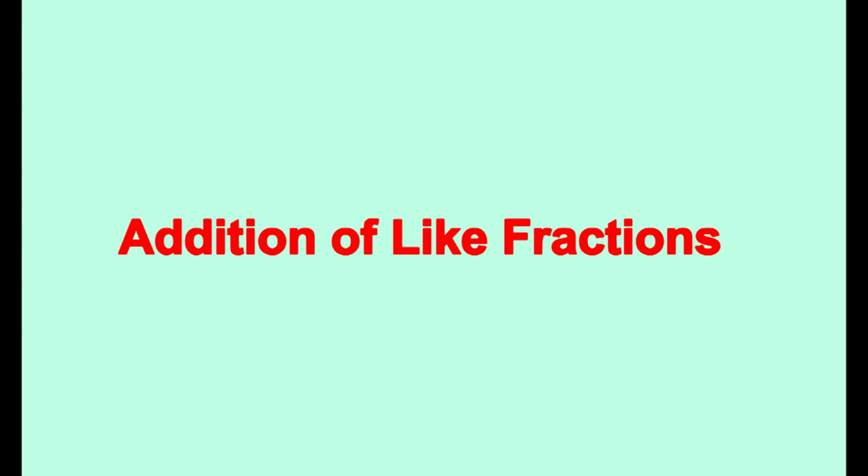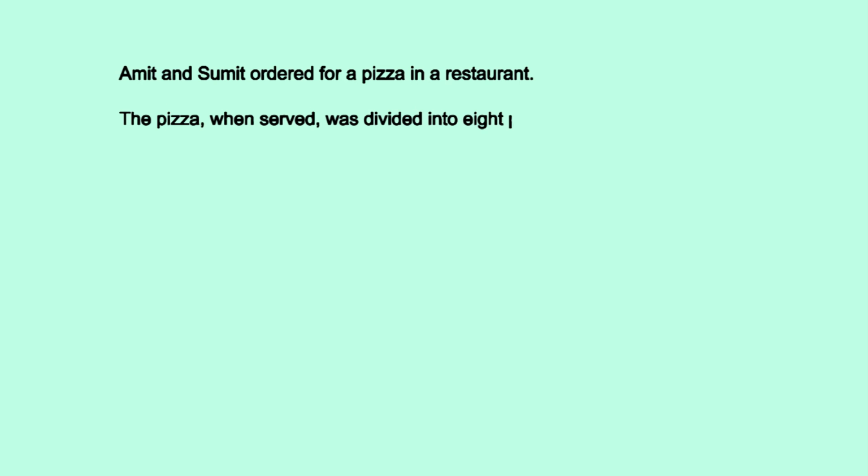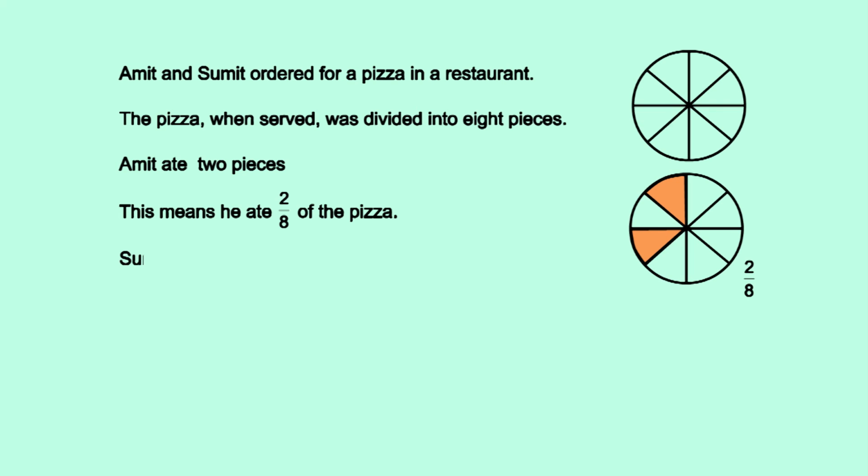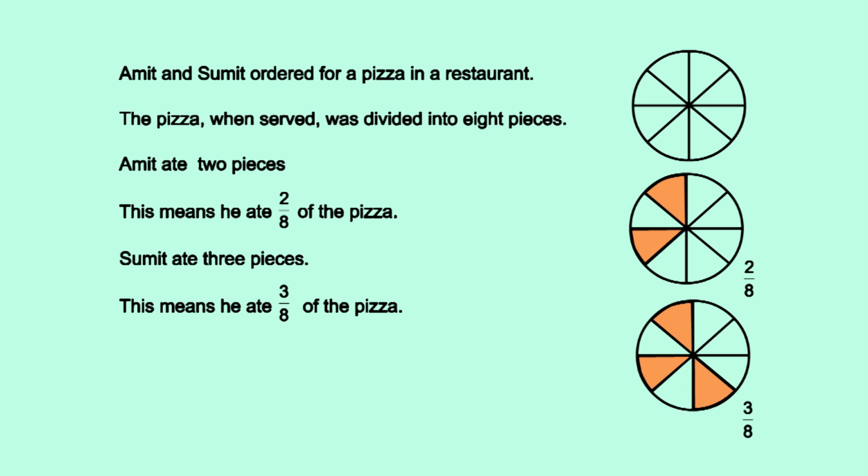Addition of like fractions. Amit and Sumit ordered for a pizza in a restaurant. The pizza, when served, was divided into 8 pieces. Amit ate 2 pieces. This means he ate 2 by 8 of the pizza. Sumit ate 3 pieces. This means he ate 3 by 8 of the pizza. What fraction of the whole pizza did they eat altogether?